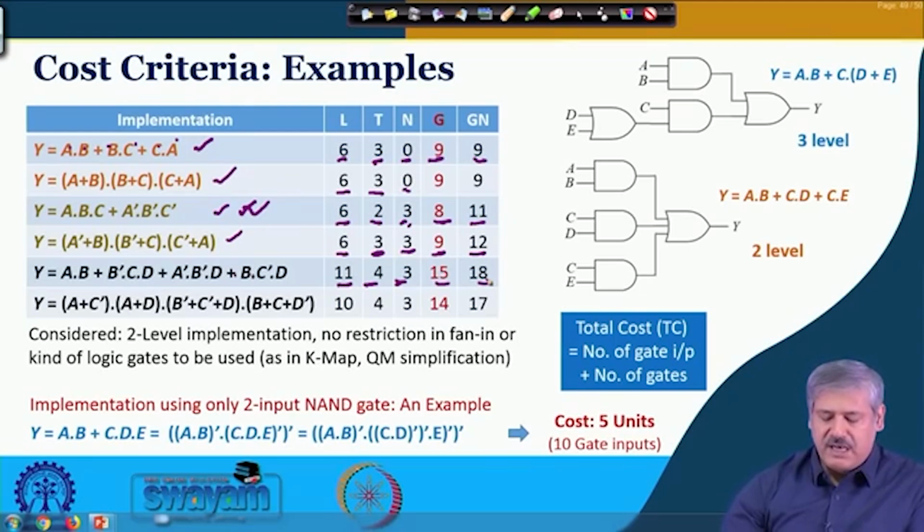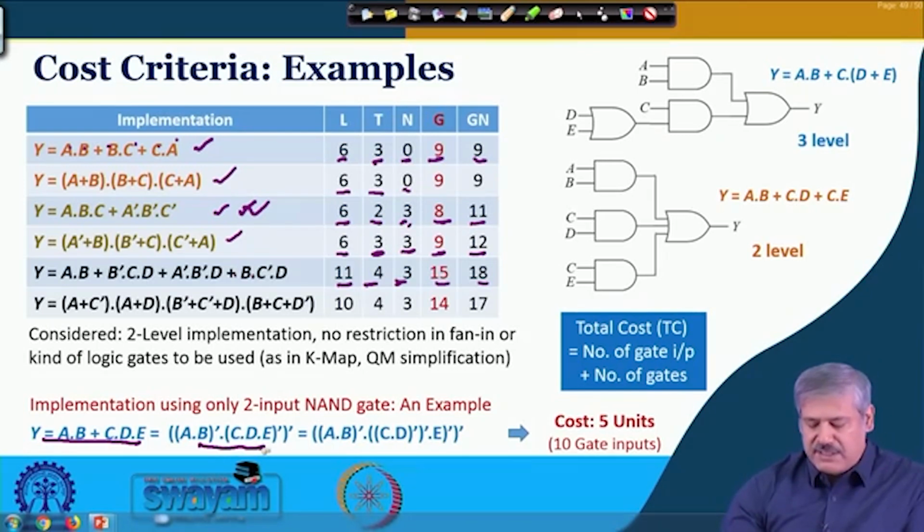For example, if it is asked to realize the expression Y = AB + CDE, and the restriction put is that you have to use only 2-input NAND gates, then what is the cost? Now, a 2-input NAND gate becomes 1 unit, and we can use De Morgan's theorem successively, and we can see that 1, 2, 3, 4 and 5, so 5 2-input NAND gates will be required. So, this is the realization.